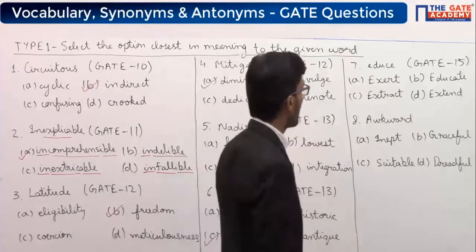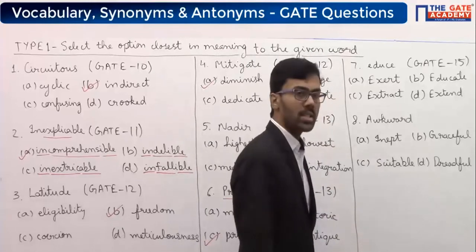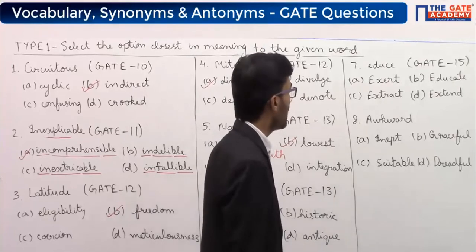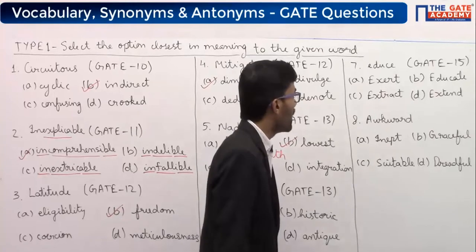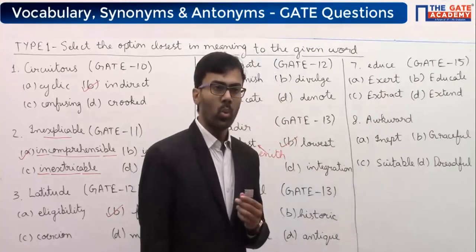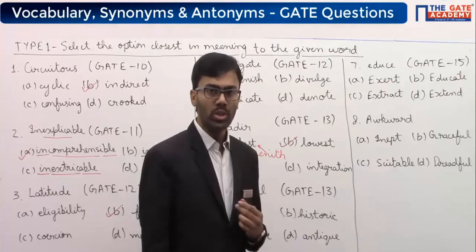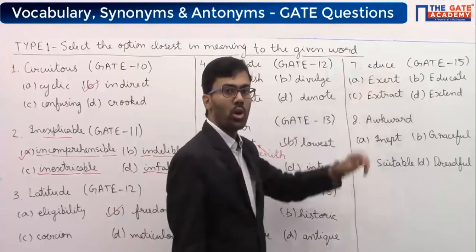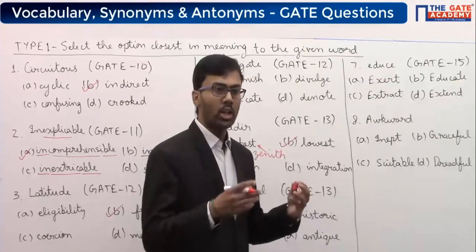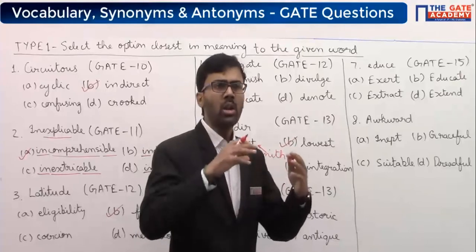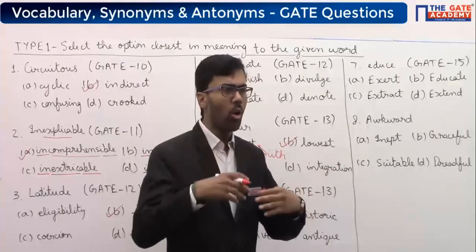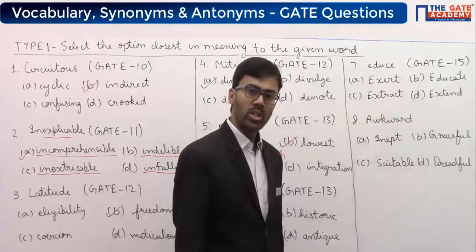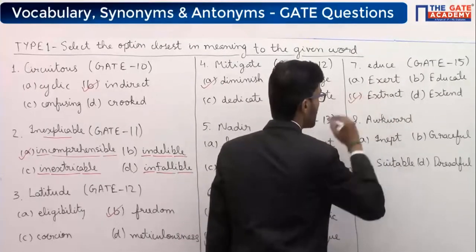Then we come to the next question, which is question number 7. The word is educe. It appeared in GATE 2015. The options given are exert, educate, extract, and extend. Now, we have all heard of words like reduce, deduce. So this word educe is actually one of the base words of reduce or deduce. Educe simply means to actually get some kind of an information from some other parts of data or from any system. So educe means to actually get. So which word is closest in meaning to educe here? It is option C, extract.